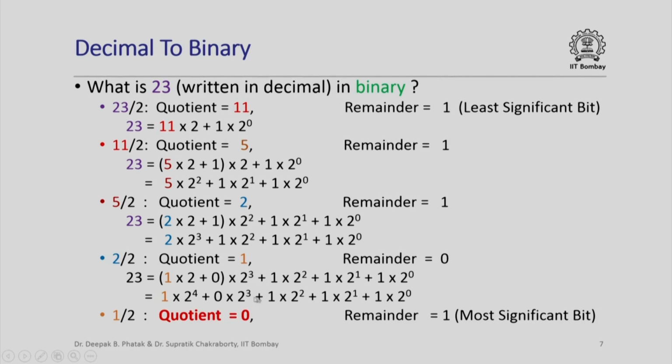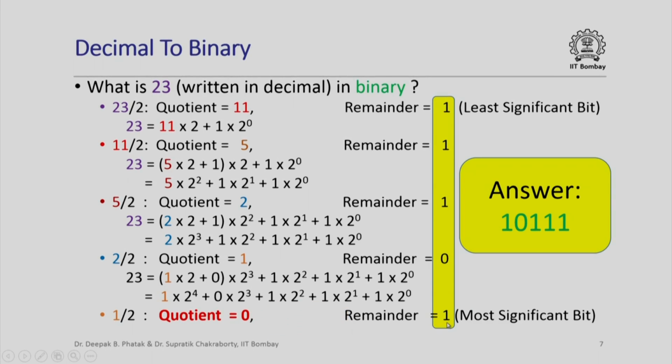Now where do I stop? I will continue until I get a quotient of 0, so I divide 1 by 2, get a quotient of 0, and it is only then that I stop. I get a remainder of 1, and this becomes my most significant bit. So as you have seen, we took the decimal number 23, repeatedly divided it by 2, kept collecting the remainders in order from the least significant bit to the most significant bit, and that gives us the answer 10111 as the binary representation for the decimal number 23.